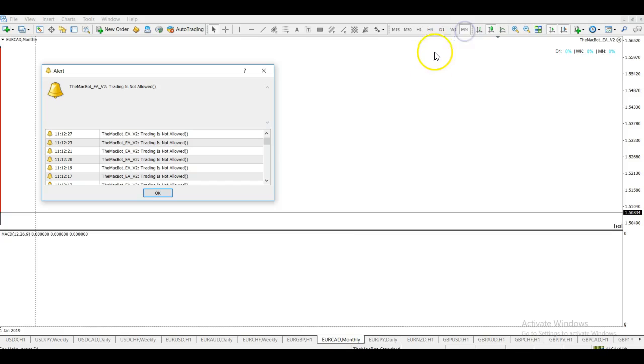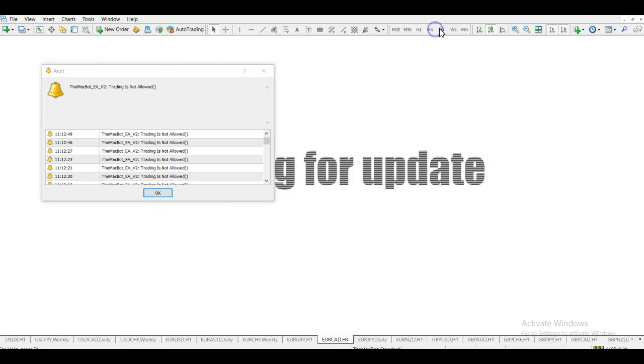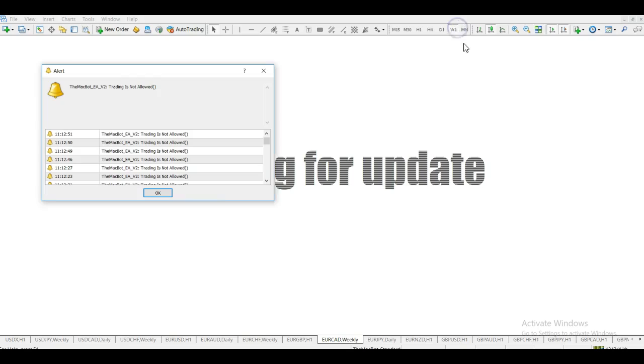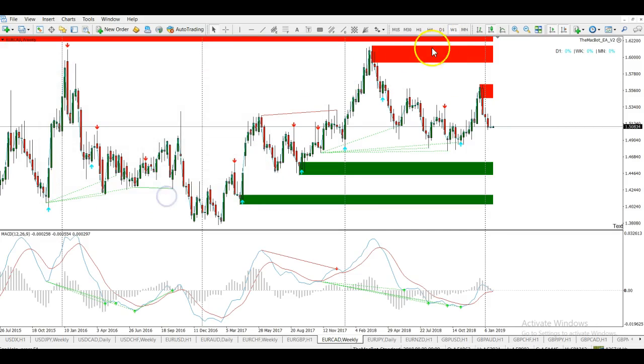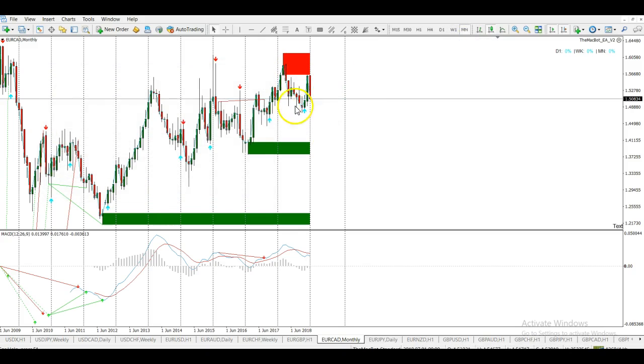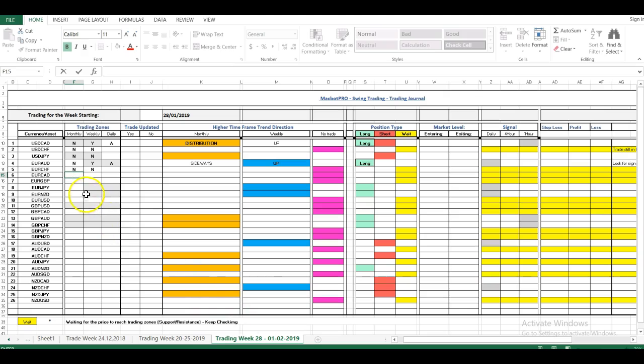Euro CAD. Euro CAD. The monthly, no. Weekly, no. Next weekly area is kind of down here where I'm liking it to come. So just take this out here at the minute. So no, two no's there for the Euro CAD.